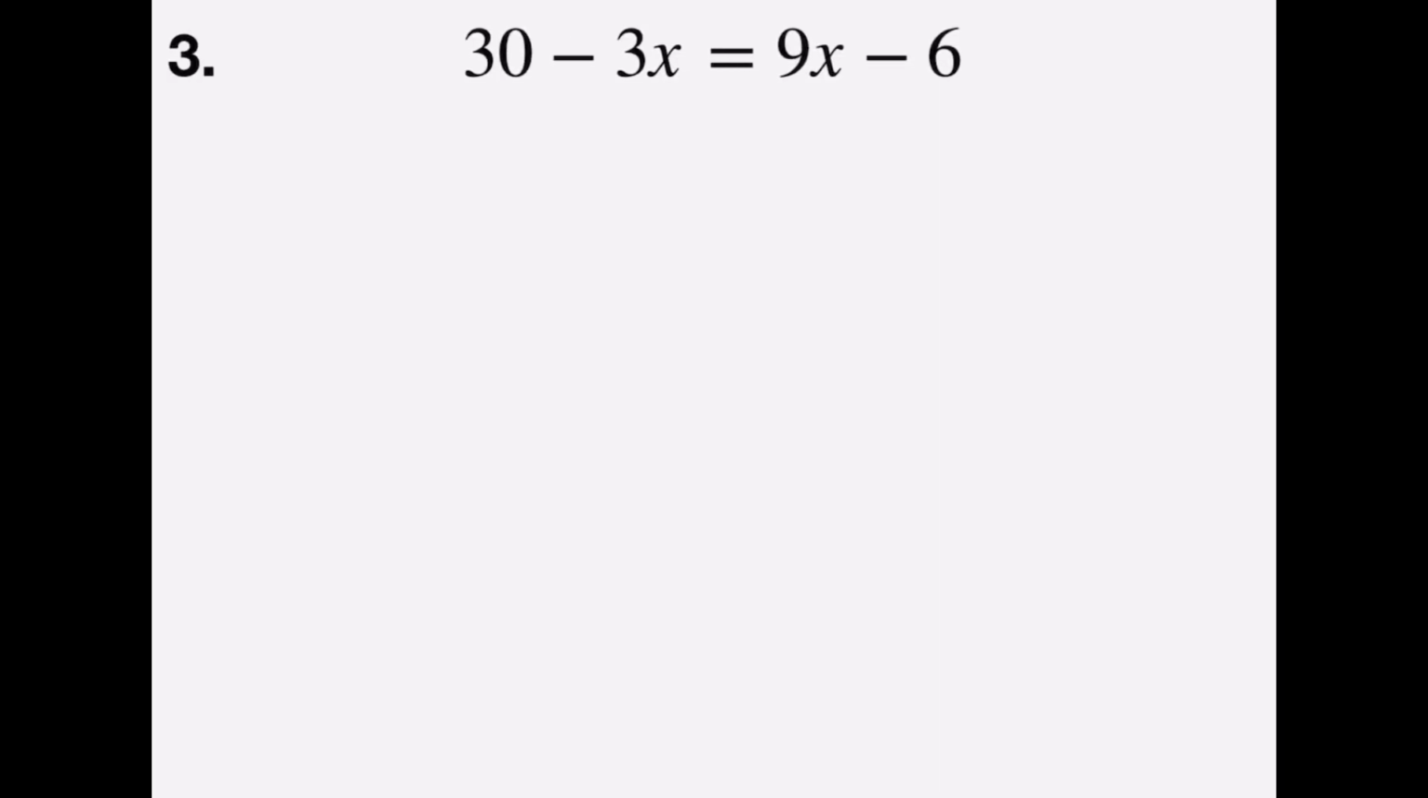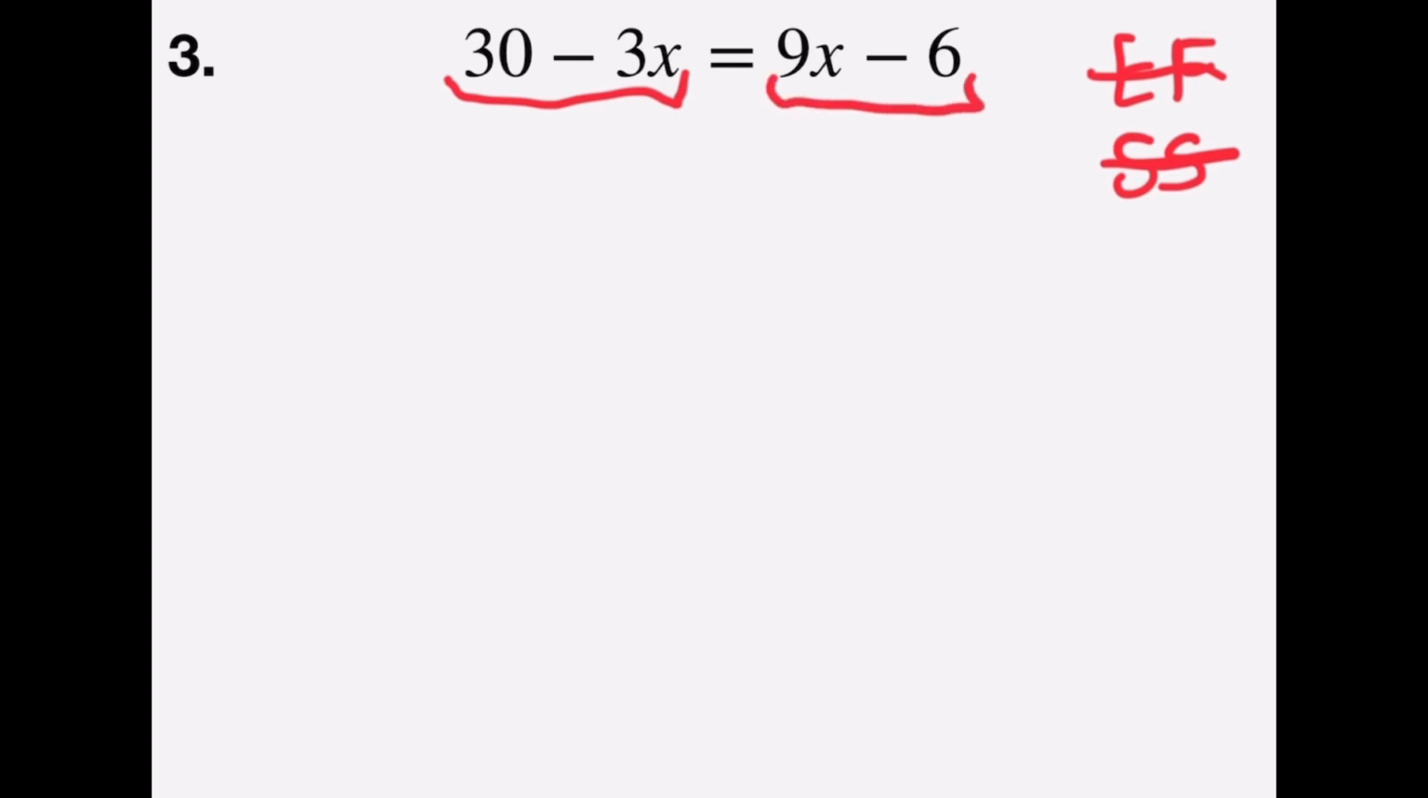Problem number 3 says 30 minus 3x equals 9x minus 6. So we'll go through our 4-step plan. There are no fractions in the problem, so eliminate fractions, step 1, is done. Both sides are already simplified, so step 2, simplify each side, 30 minus 3x and 9x minus 6, is done.